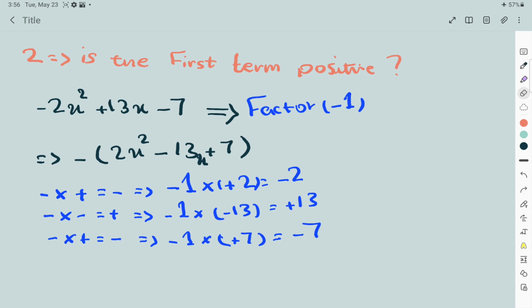And for 13x, what sign of 13 do we have that after we multiply it by -1 gives us a positive value? Negative times a negative gives you a positive value. It's the same for the 7 here. You must have a positive 7 here that after you multiply it by -1 gives you a negative 7. If you divide all of these numbers by -1, negative 2x squared divided by -1 is positive 2x squared, 13x divided by -1 is negative 13x, and negative 7 divided by -1 is positive 7.